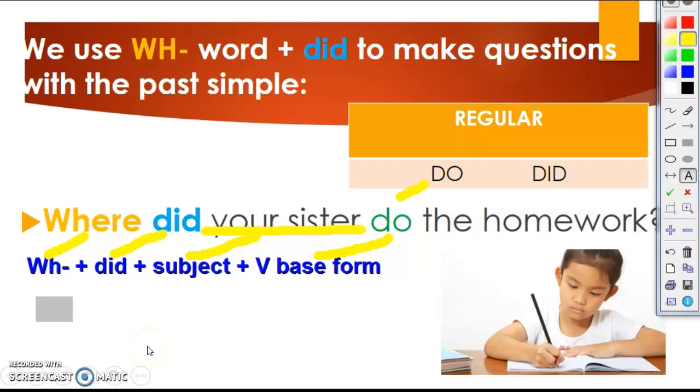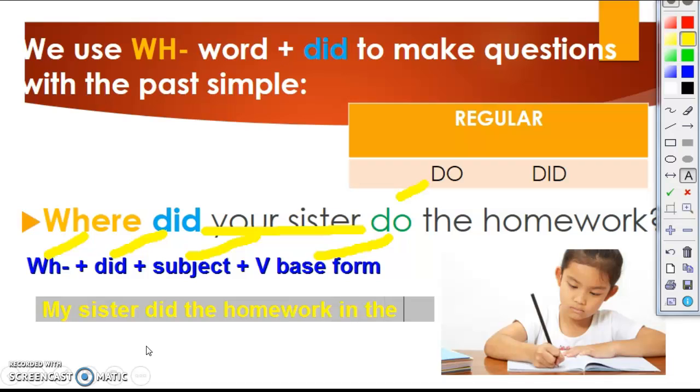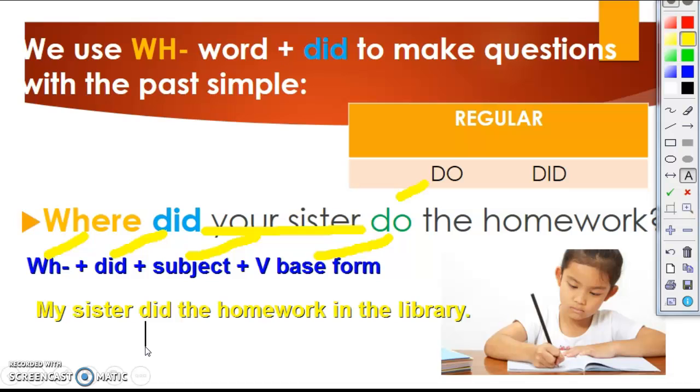Possible answer. We need an information answer. My sister did the homework in the library. This is an information answer in the simple past. Let's repeat. Where did your sister do the homework? My sister did the homework in the library.